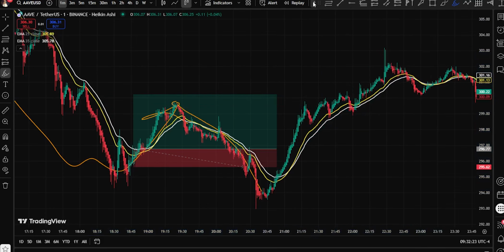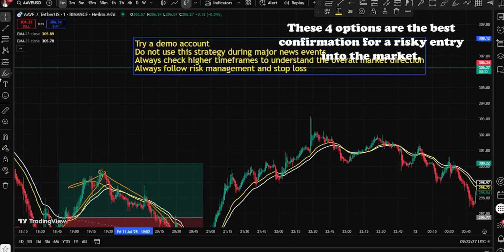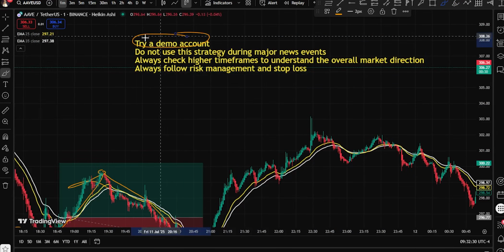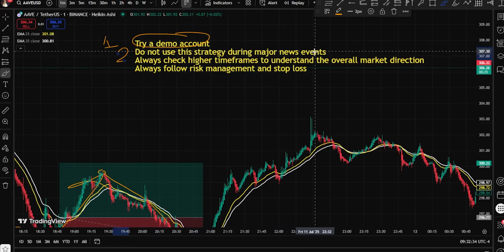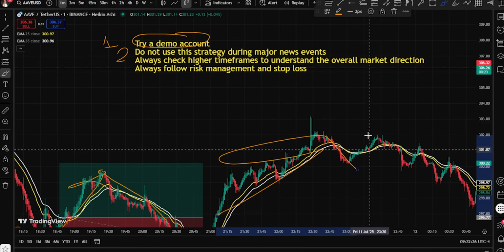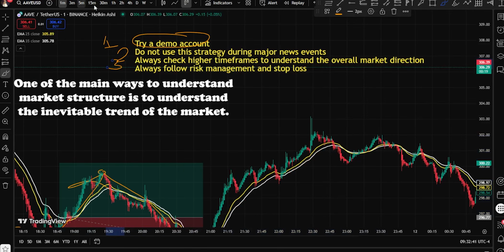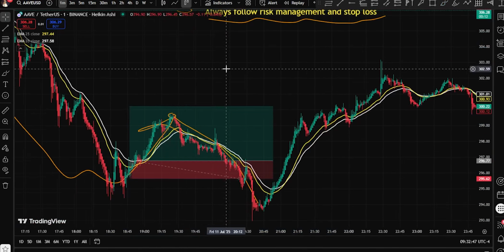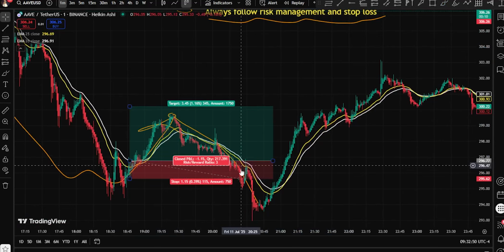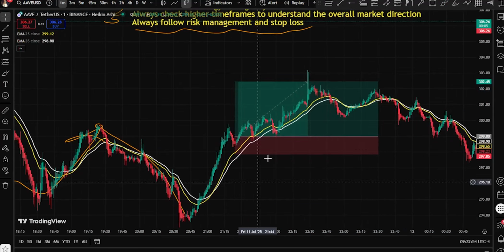Don't forget a few pro tips. 1. Test the strategy on a demo account first to get familiar with its behavior. 2. Don't use this strategy during important news as market movements become unpredictable. 3. Always check higher time frames to understand the general direction of the market and avoid trading against the main trend. 4. Always follow risk management and stop loss. No strategy is without mistakes. These small details make the difference between a successful trader and an emotional trader.